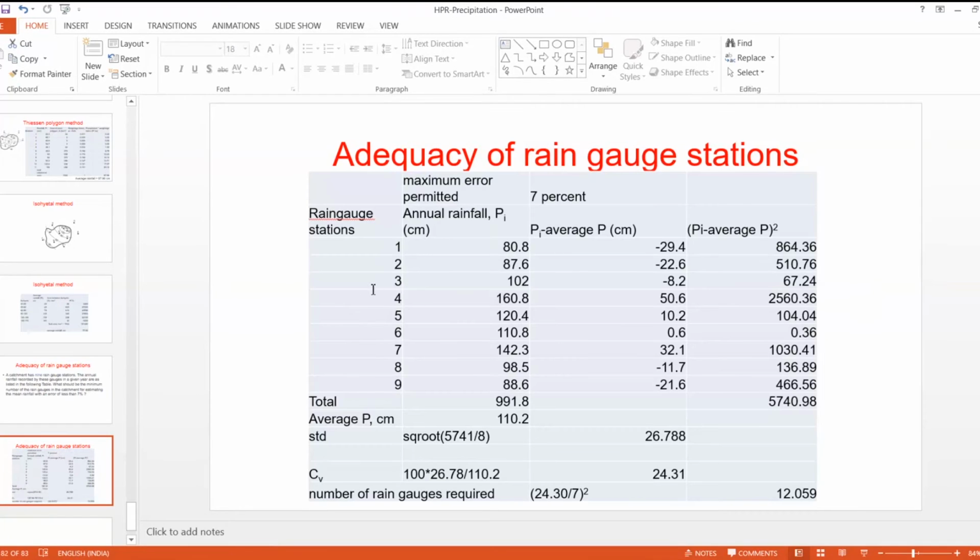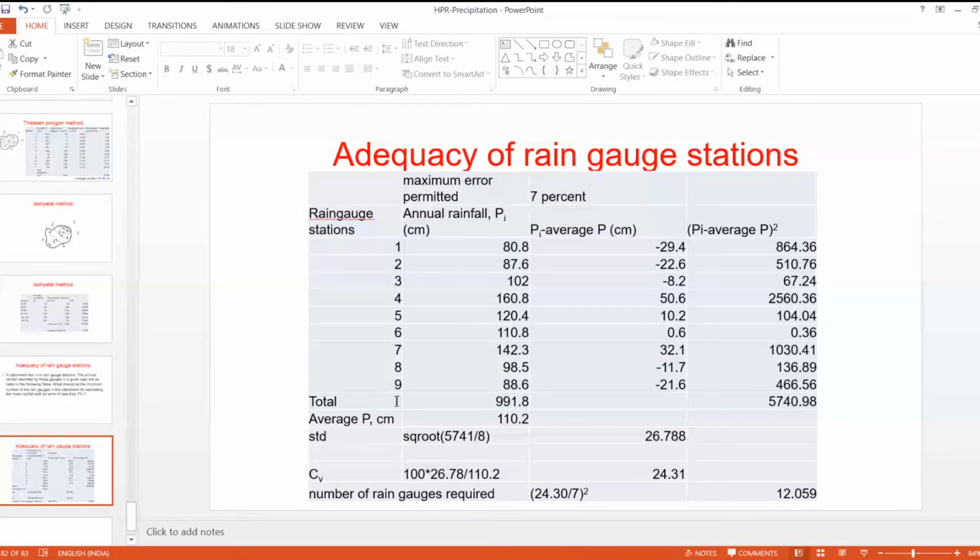So this is the table. These are the rain gauge stations 1, 2, 3, 4, 7, 8, 9, and then the annual rainfall at each station is given in the second column, 80.8, 87.6, and so on. So you have been given rain gauge stations and their corresponding annual rainfalls. Then to have less than 7% error, we need to calculate how many rain gauge stations are needed for this catchment area.